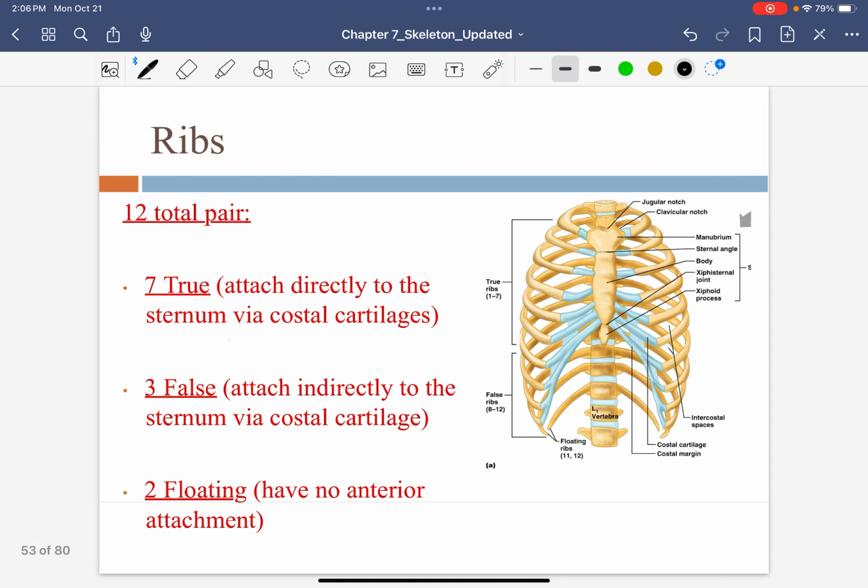Okay. Make sure you review the ribs here. 7 pair of true, 3 pair of false, 2 pair of floating. So make sure you review that and how they're different. True means that the cartilage from the ribs connects directly to the sternum. False means that the cartilage has to connect to other cartilage before it attaches to the sternum. So it attaches indirectly to the sternum. And the floating ribs don't attach to the sternum at all.